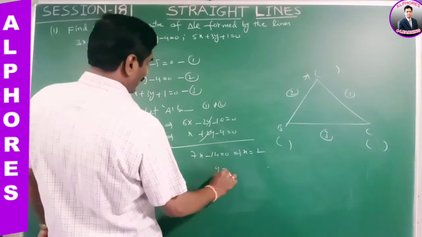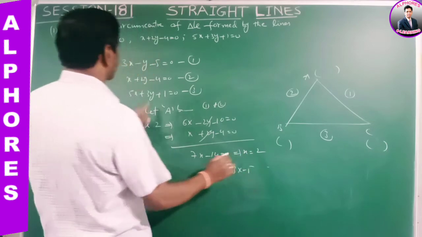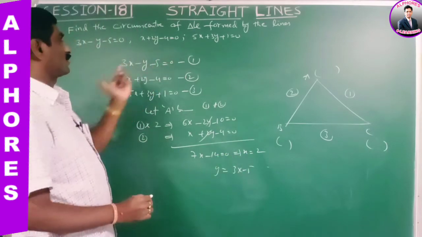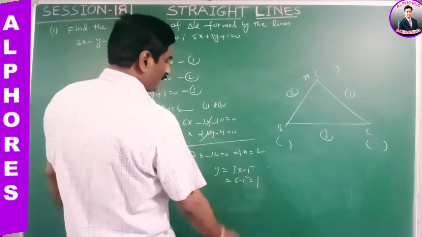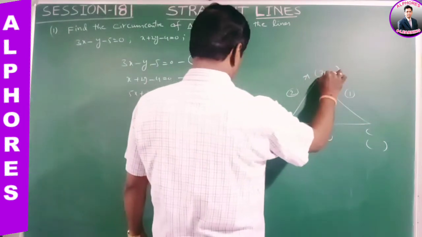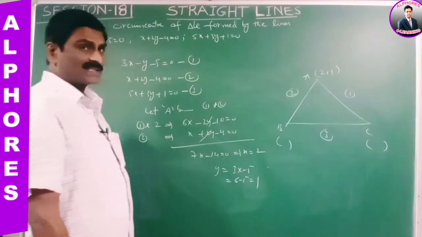What is the value of y? y is equal to 3x minus 5. Move this value to the RHS. 3 into 2 means 6 minus 5, that is equal to 1. So, the point of intersection of the lines 1 and 2 is (2, 1). The first point is (2, 1).